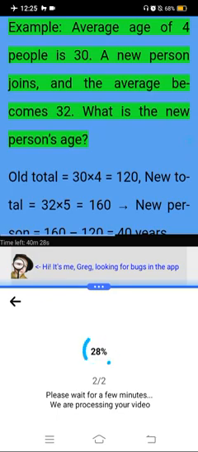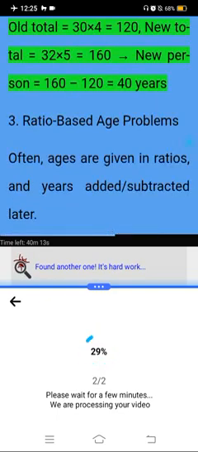Example: average age of 4 people is 30. A new person joins, and the average becomes 32. What is the new person's age? Old total equals 30 times 4 equals 120. New total equals 32 times 5 equals 160. New person equals 160 minus 120 equals 40 years.